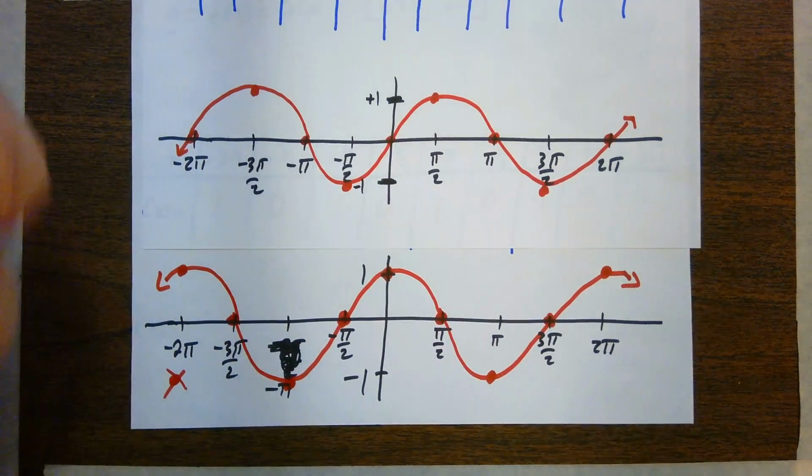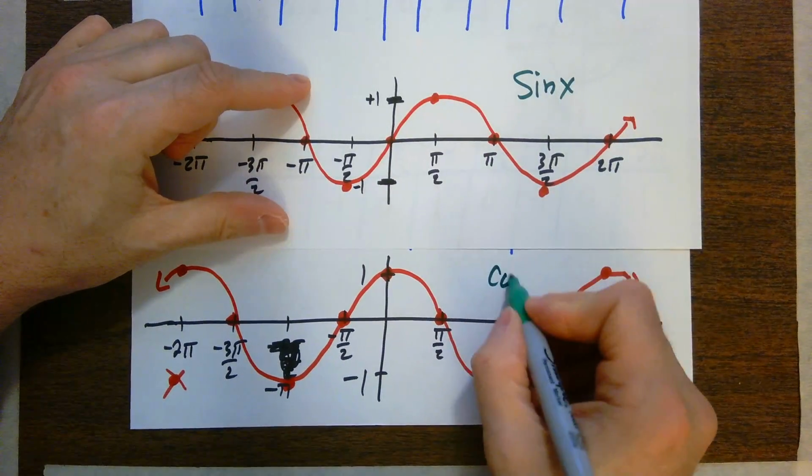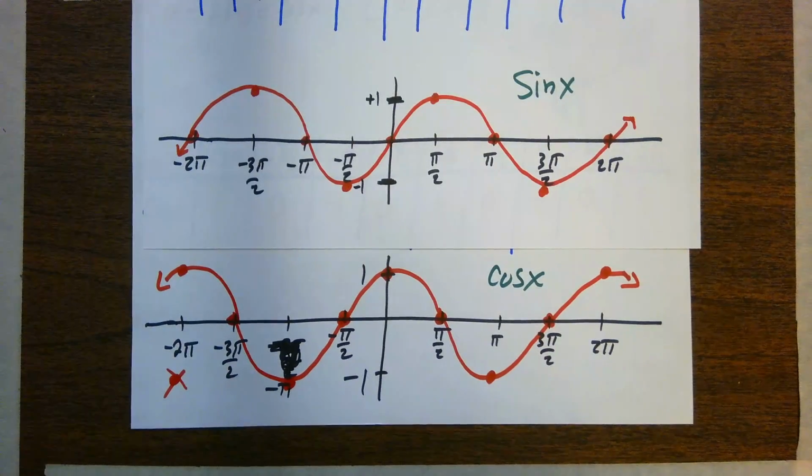So I want to make sure that we know that this is the sine of x and this is the cosine of x. And are they the same? And the answer is no. No, they are not. Do they have the same maximum and minimum values? Yes. Do they have the same period? Yes, they repeat every 2 pi. What's the big difference?